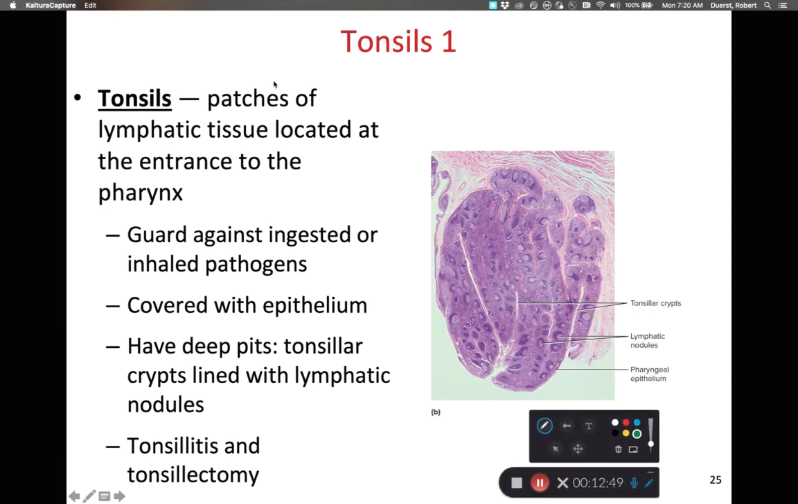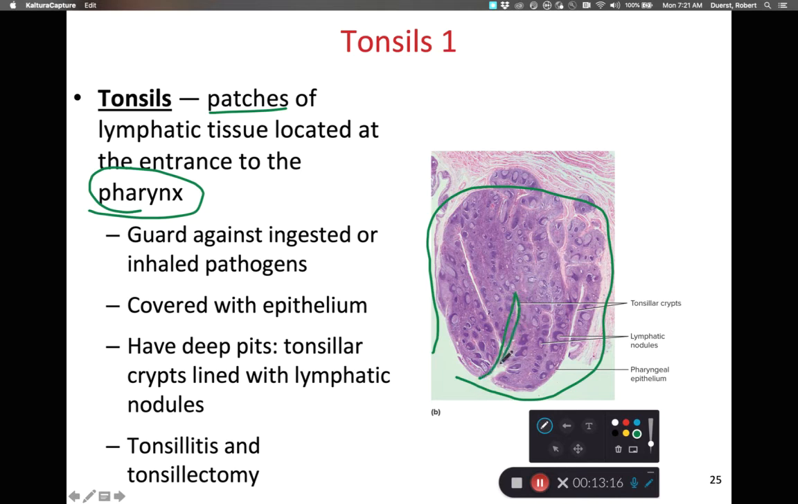As we look at our tonsils, they are another one of the secondary lymphatic organs. Our tonsils are typically defined as patches of lymphatic tissue near the entrance of the pharynx. We have the lingual tonsils, the pharyngeal tonsils, and the adenoids as well. Our tonsils have large indentations, these really deep, skinny indentations, referred to as tonsillar crypts.